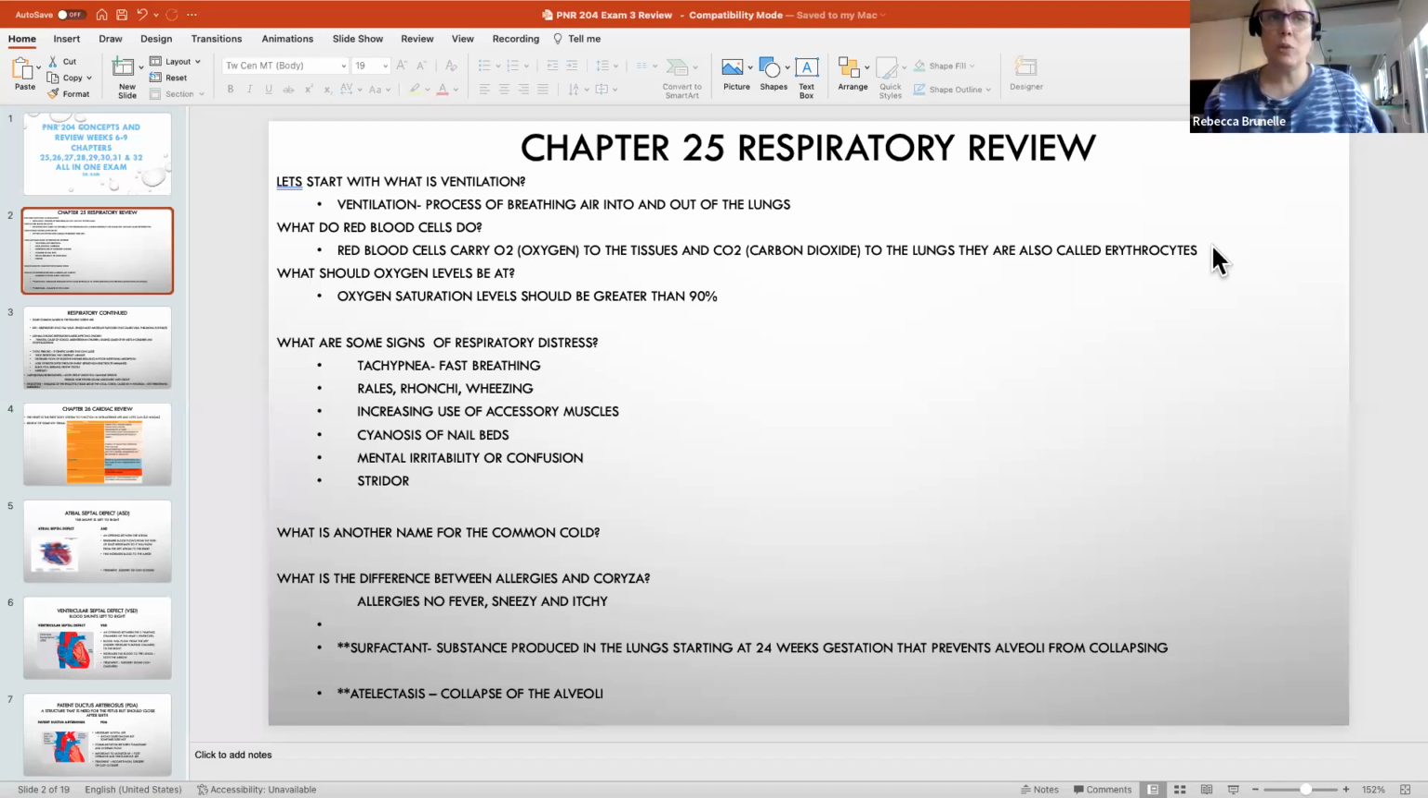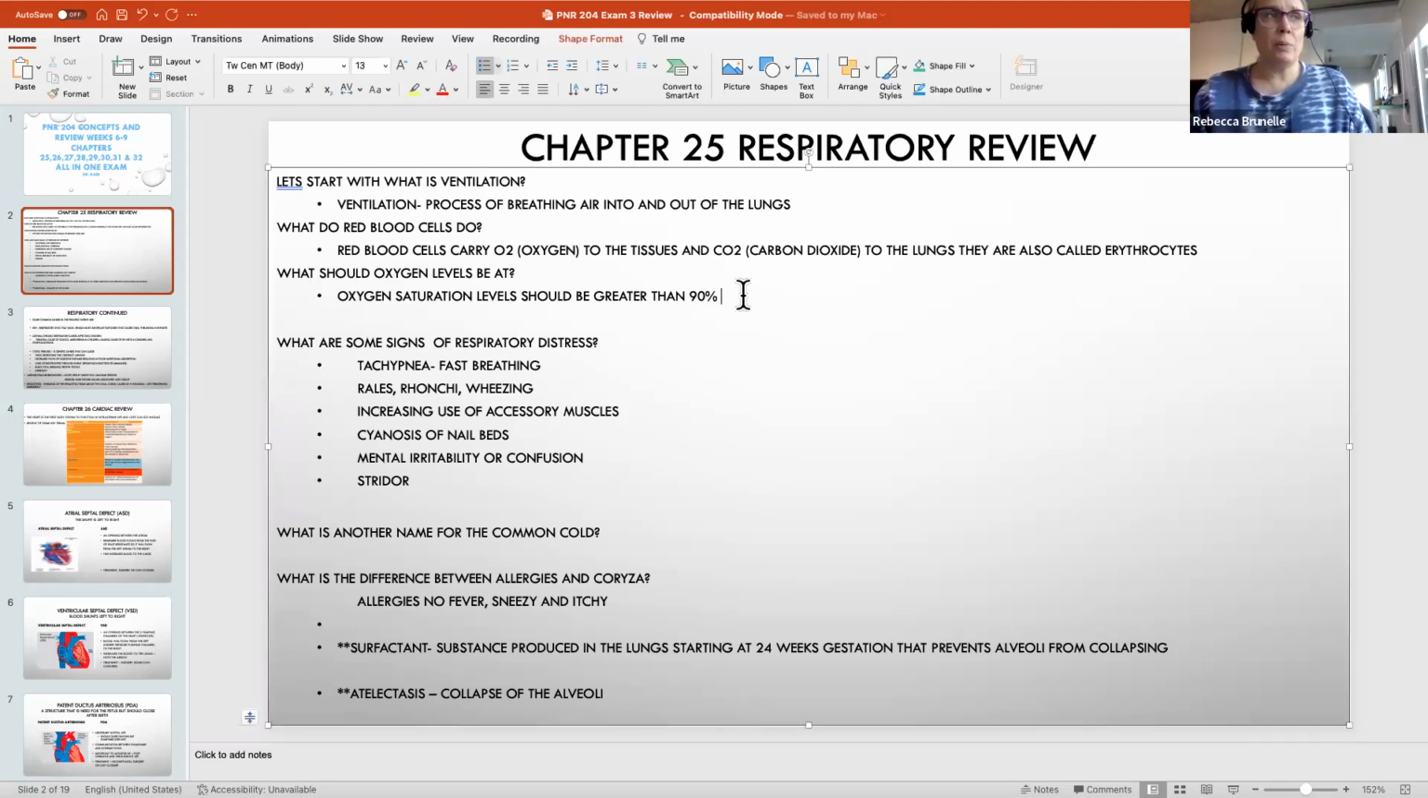So you could be asked a question like which type of cell delivers oxygen to tissue, and the answer is going to be erythrocytes. So you need to make sure that you recognize both the layman's term and the medical term for red blood cells and what they do. In terms of your respiratory system, your patient's oxygen level should be above 90%. And if it's not, then they probably need oxygen. So you need to be able to recognize what the baseline minimum oxygen saturation is.